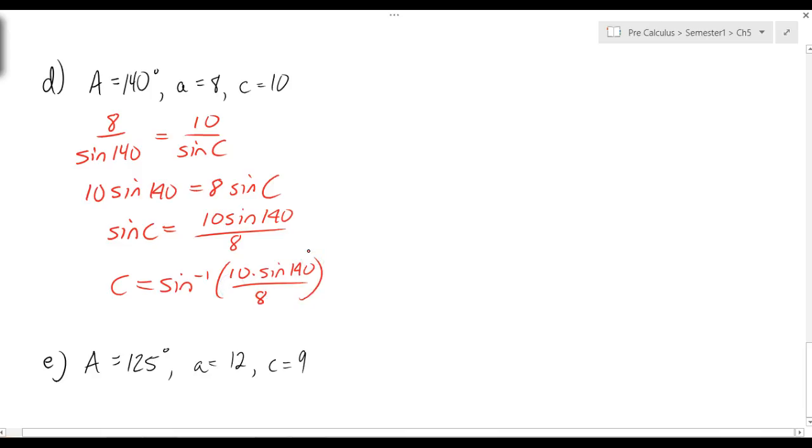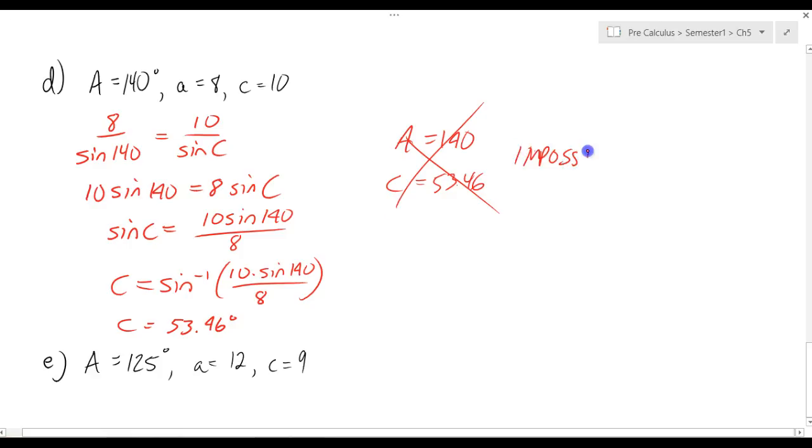Make sure your calculator is in degree mode. If you type that in, you'll see that angle C is 53.46 degrees. Now, is that possible? So let's take a look. We have angle A is 140, angle C is 53.46. Well, we're already over 180 degrees. So this is impossible. So we get another impossible case, no solution.